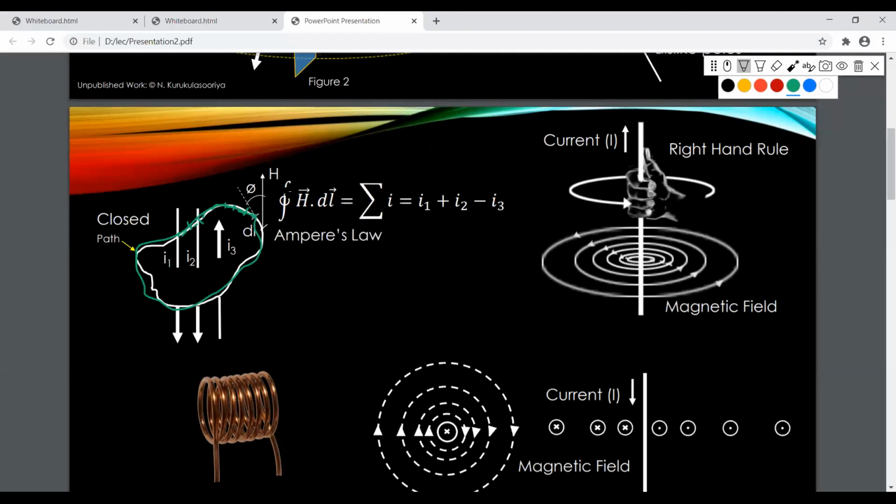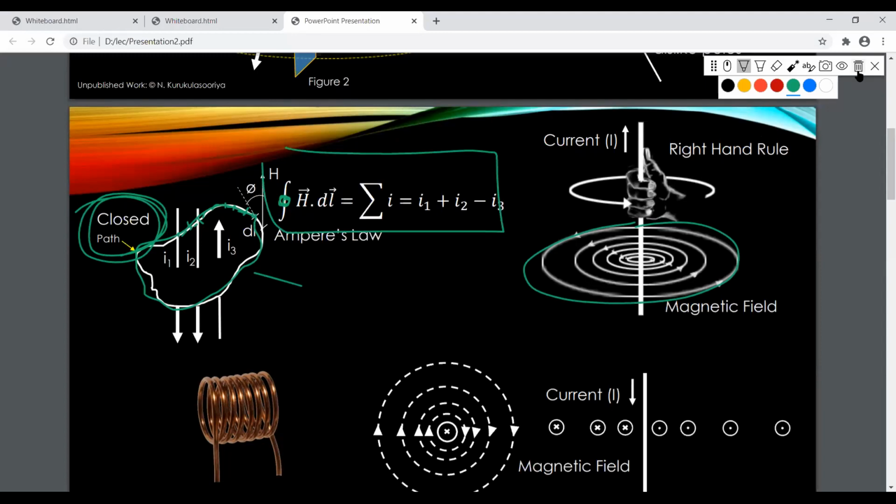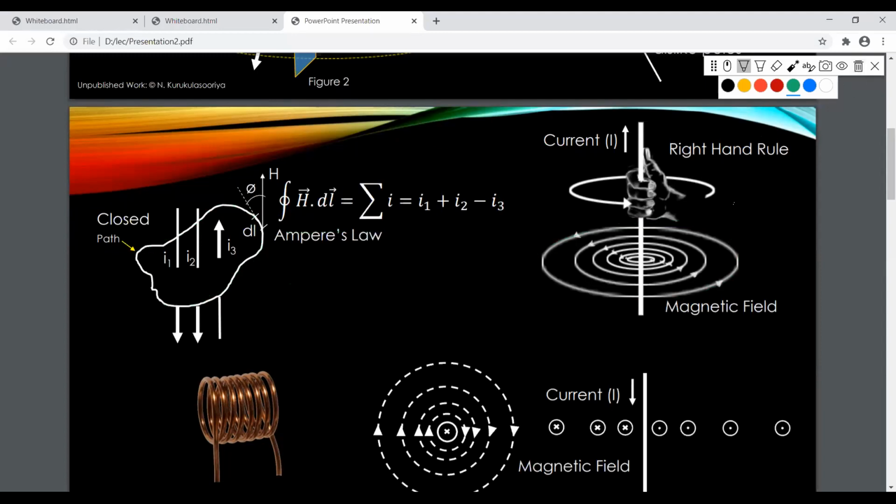Remember that it has to be a closed path. That's why this circle is there. So this is a closed path. Here again as well, it is a closed path. This law is only for closed paths. What you should understand here is that there is a relationship between the current and the magnetizing force, or magnetic field intensity. And this is just a current carrying conductor.